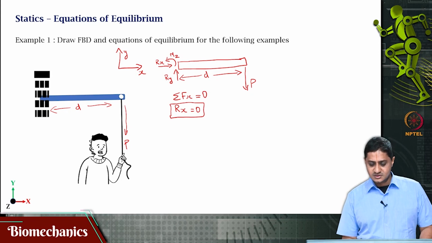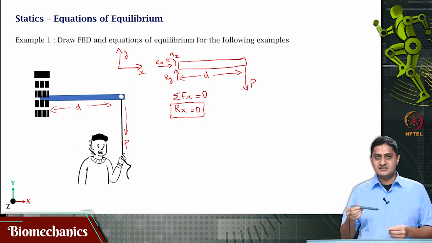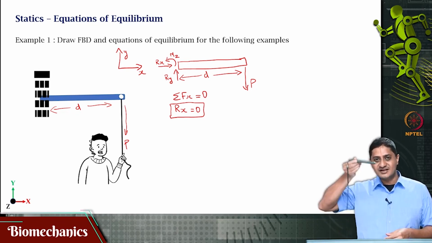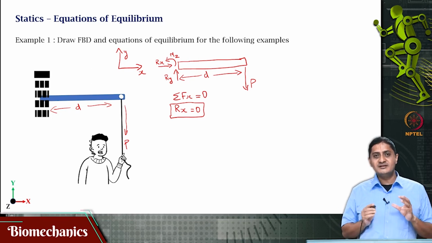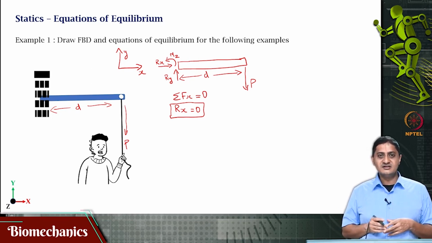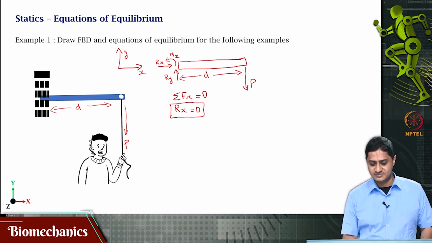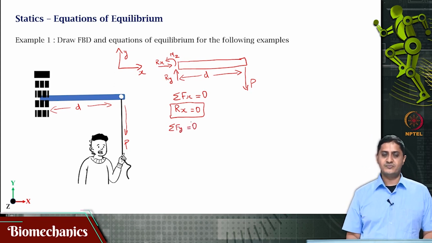What I also know is, because this beam is not accelerating in the vertical direction, that would mean the sum of all the forces in the vertical direction, or in this case the y direction, is also 0, right. That is sigma Fy is 0.